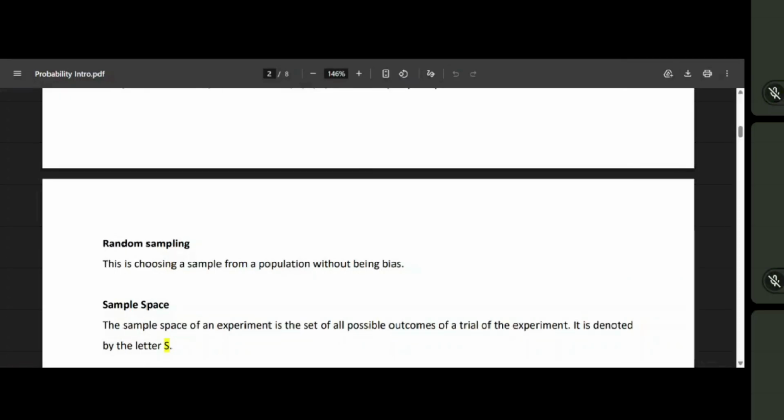The sample space for tossing a coin is head or tail. If you toss a coin, you are not going to see anything apart from the head or tail. So the sample space for tossing a coin is head and tail, and it's always denoted by the letter S. That's why I highlighted it with yellow.